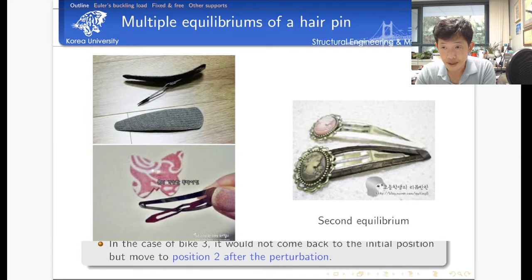This is a hairpin, the so-called 똑딱이 hairpin. In this case, you can open the pin like this, and there is no external load. So this is the first equilibrium position. If you close the pin, this is the second equilibrium position. Make sure that in these 2 cases, there are no external loads, but we have 2 different equilibrium positions. Well, let's consider one more example.